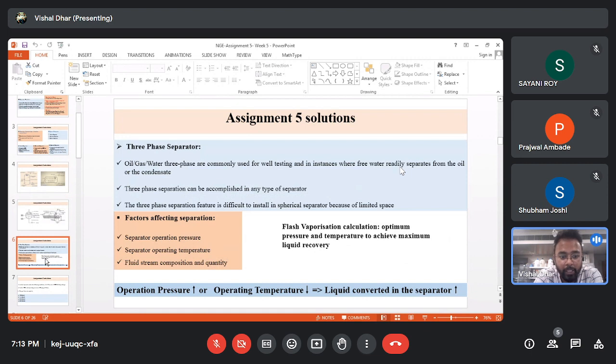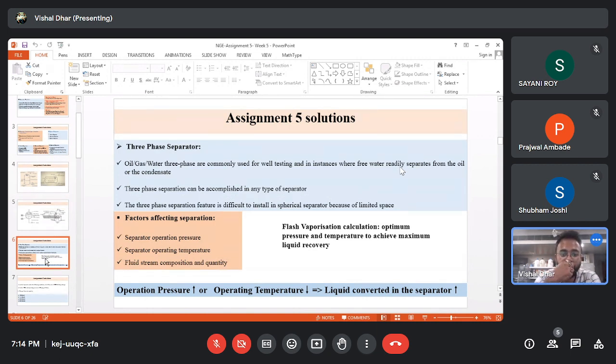The factors which mainly affect separation are separator operating pressure, separator operating temperature, and fluid stream composition and quantity. These are the three factors. While designing the separator, we do a flash vaporization calculation. It is done to find the optimum pressure and temperature so that we can get maximum liquid recovery. If operating pressure is more or the operating temperature is less, then the liquid converted in the separator is more.